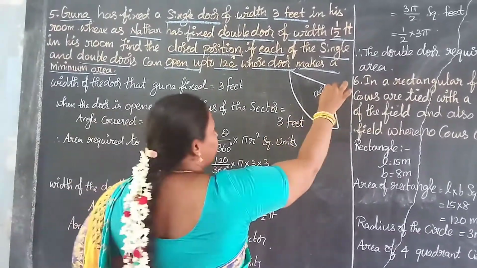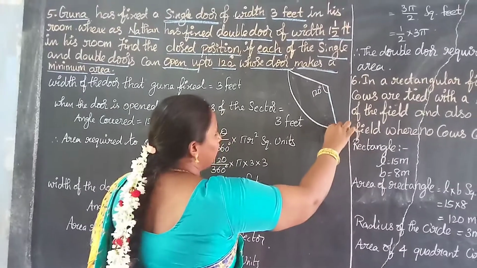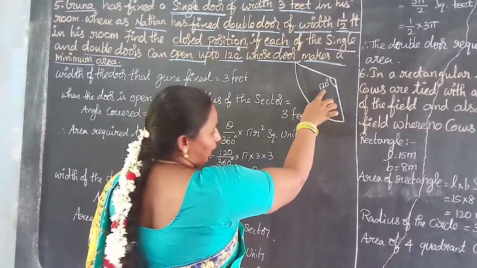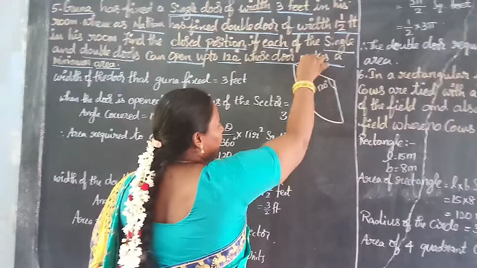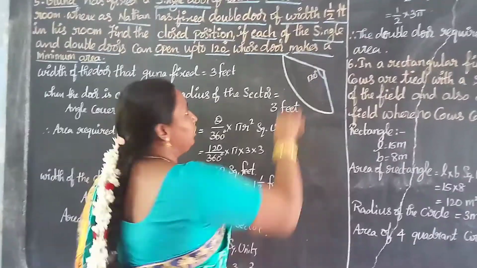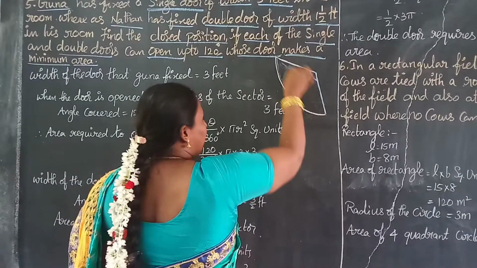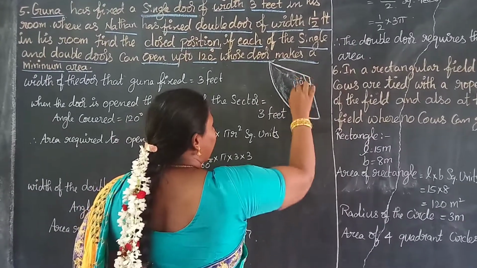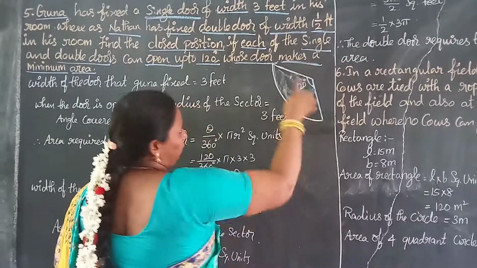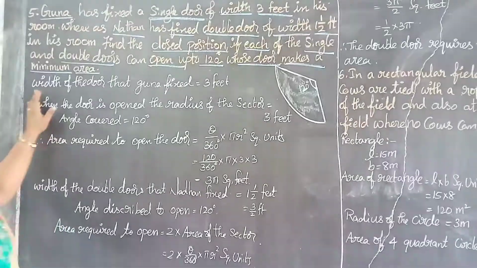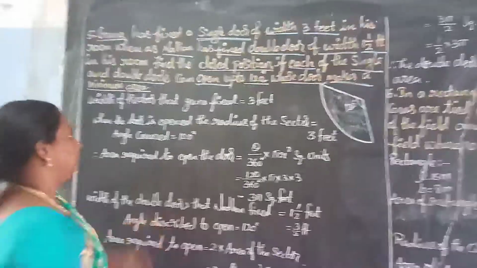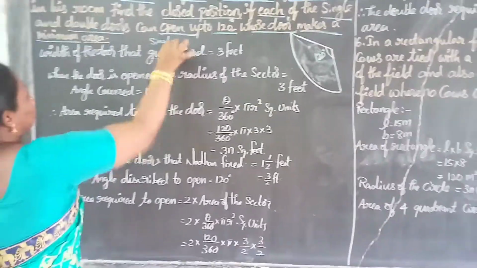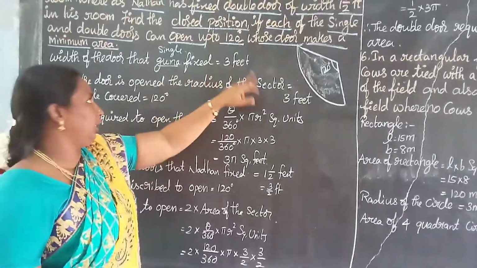So imagine this one has a door. Okay. So I am moving that door to 120 degree angle. Now I am going to find this area. First we have to find this, the single door. So the width of the door that Guna fixed. Guna has a single door only, so the door that Guna fixed is 3 feet.